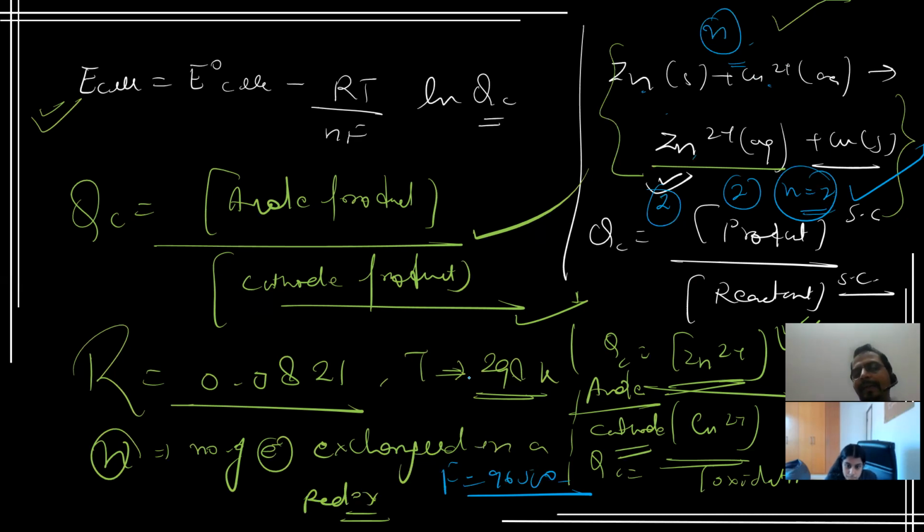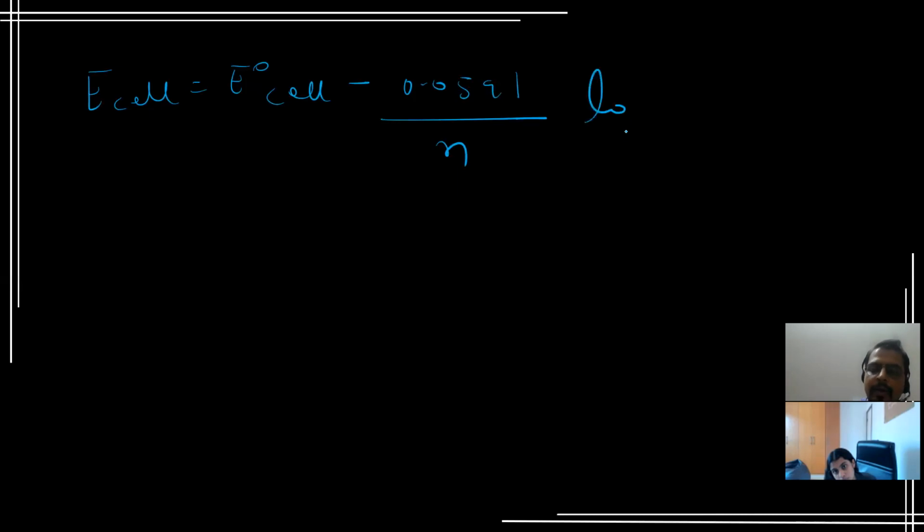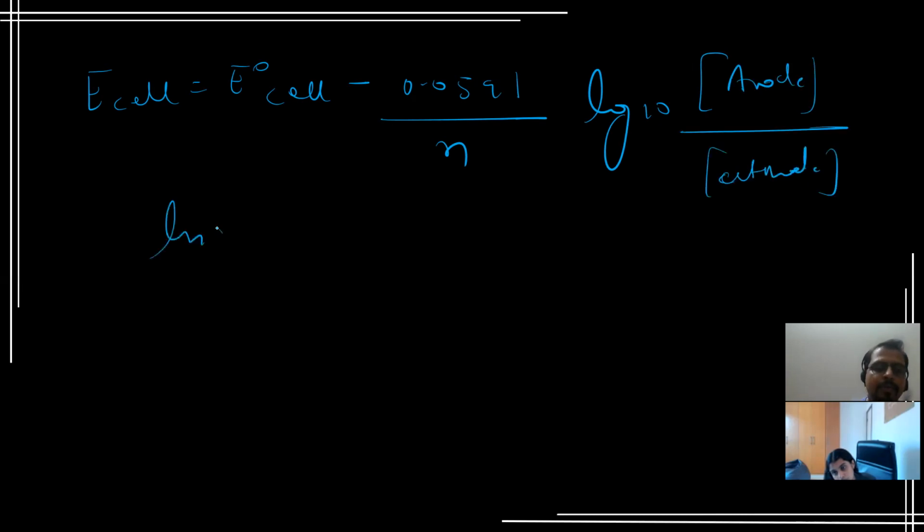You'll get a very nutshell form of this equation, and that crux form is written as E cell is equal to E naught cell minus 0.0591 upon N log 10 anode upon cathode. When we convert ln x to log x, there is a factor of 2.303. You should multiply by this factor.